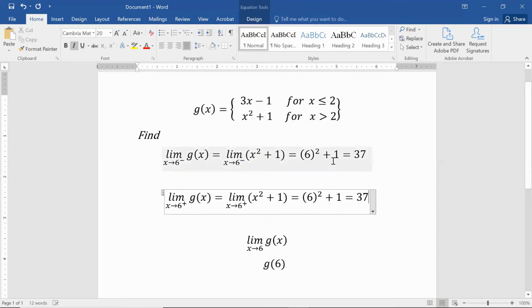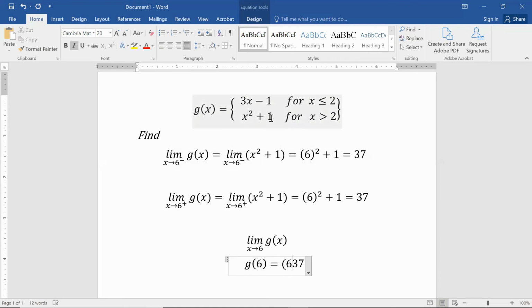So notice that if we're not close to these cutoff points, then our limit as x approaches a number is going to be basically the same thing as what you get when you plug that number 6 into the function. I just plug it into x squared plus 1 and get 37.